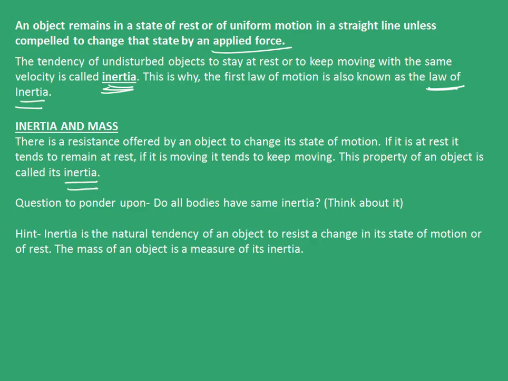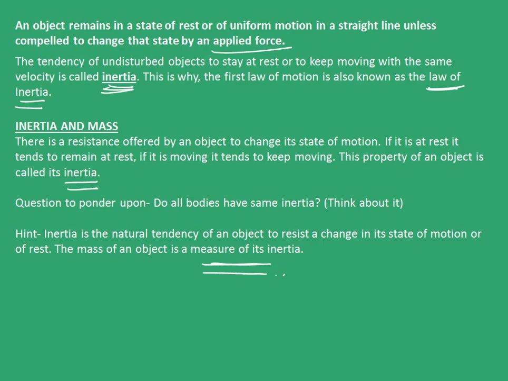Inertia is the natural tendency of an object to resist a change in its state of motion or of rest. The mass of an object is a measure of inertia. So now you have to correlate the mass with inertia and get an answer.